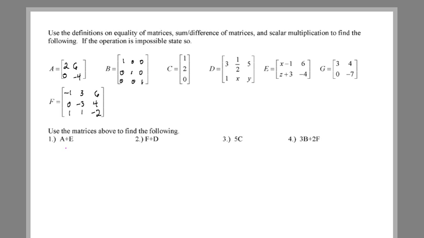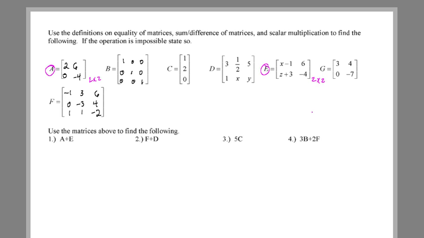So the first thing is we want to find matrix A plus matrix E. Let's find that result. Here's matrix A, here's matrix E, and I want to add those up. First thing I've got to decide is, are they the same size? And yeah, A is a 2 by 2, E is a 2 by 2, so they're the same size, so I can add those together.